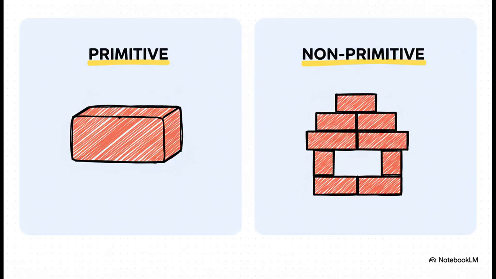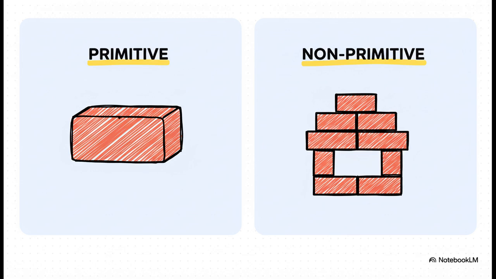When it comes to data types, they pretty much fall into 2 camps. On one side, you have primitive types. Think of these like individual Lego bricks. They're the most basic, indivisible things, like the number 5 or the letter A. Then on the other side, you have non-primitive types, which are like the cool structures you build with those Lego bricks. A great example is a string of text, which is really just a bunch of individual character bricks put together in a row.